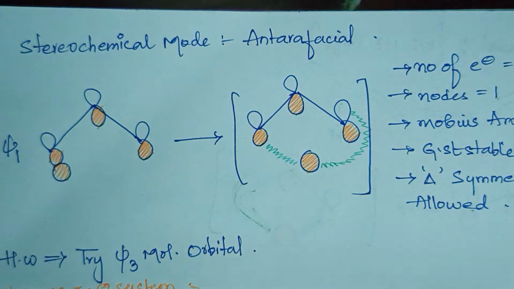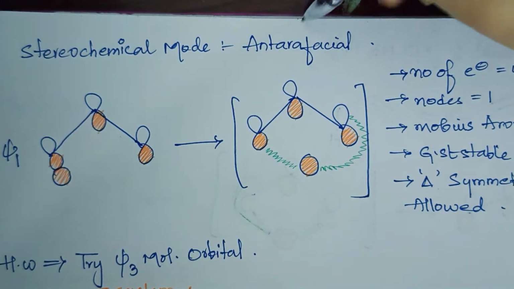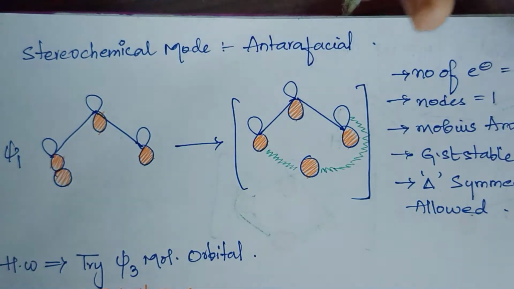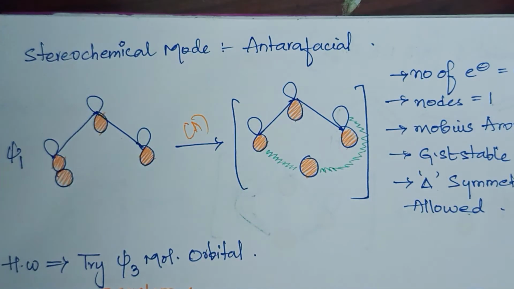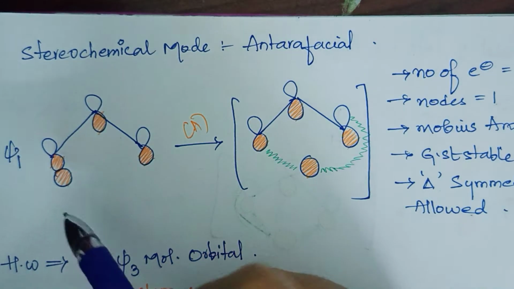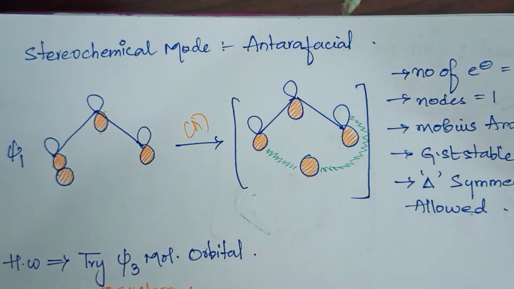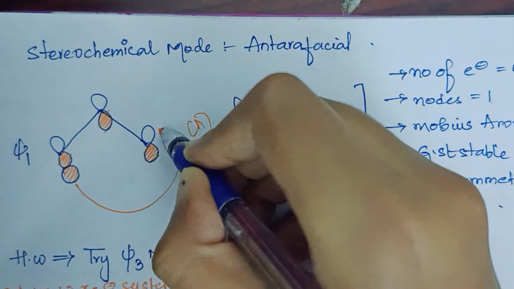Here we are taking the other stereochemical mode for the 4n electron system, that is antarafacial. Here also I am explaining through Xi1 only. Now in Xi1, if I do an antarafacial mode of overlapping, how to do antarafacial? See, the hydrogen which was attached from down, the migration of that hydrogen will go from down to up.